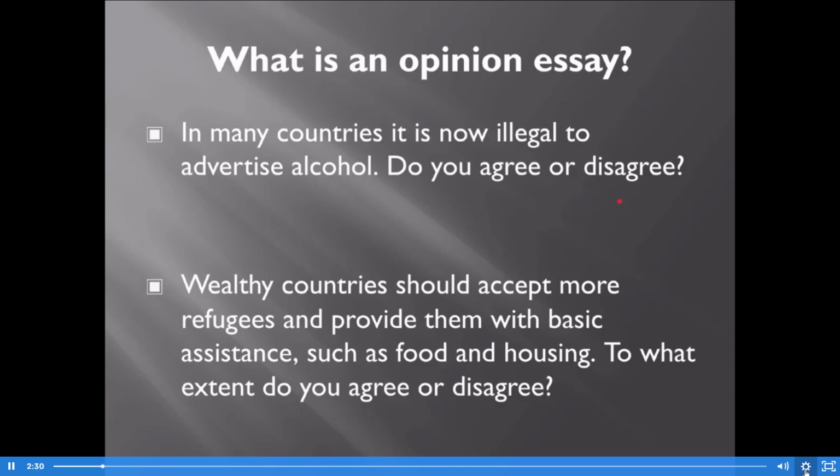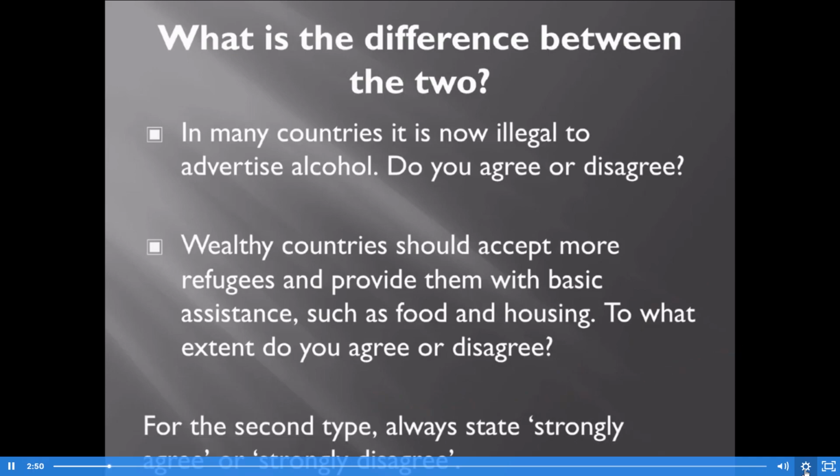For our purposes, there is only one key difference. And that means that everything else is the same. The structure is the same, how we generate ideas is the same. Everything is the same for do you agree or disagree, or to what extent do you agree or disagree, apart from one key thing. And the key thing is, for the second type, to what extent do you agree or disagree, you should always say strongly agree or strongly disagree, because they want to know to what extent you agree or disagree.